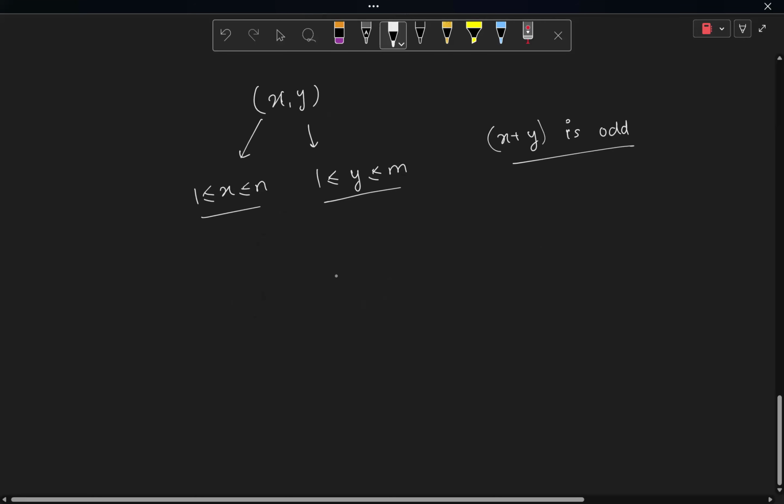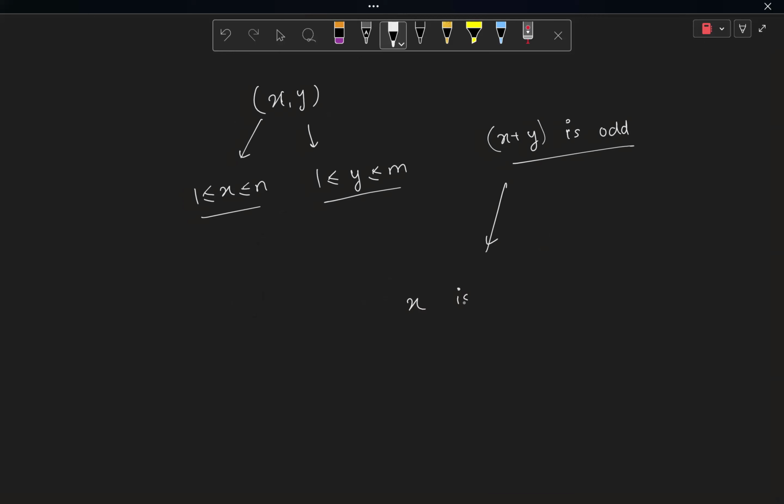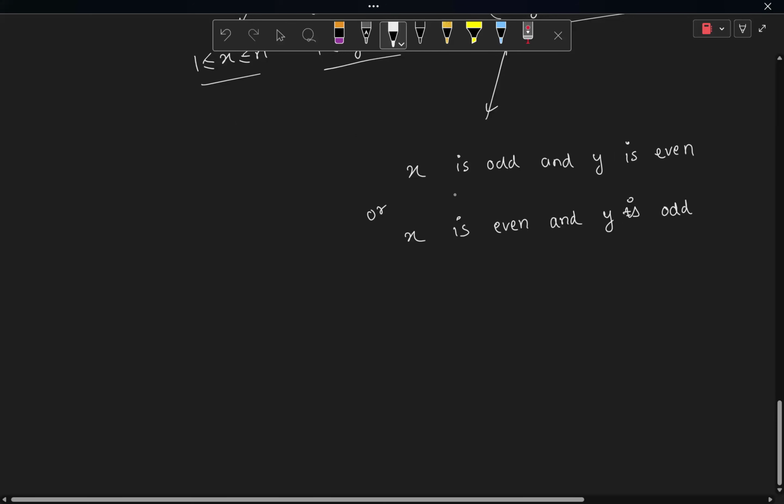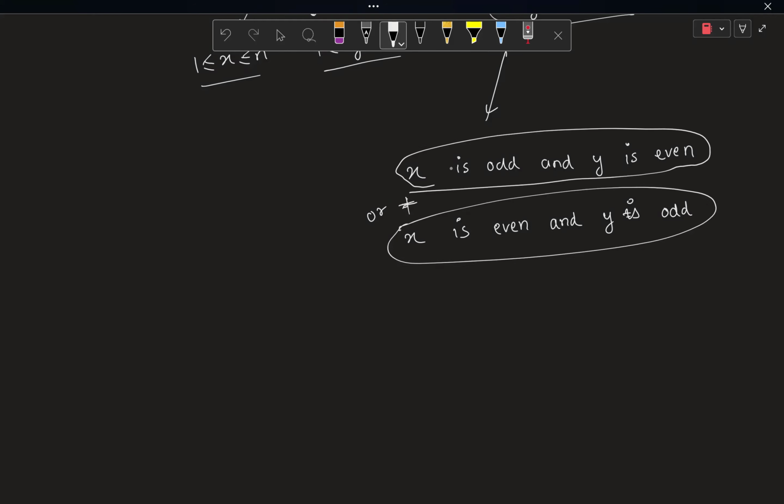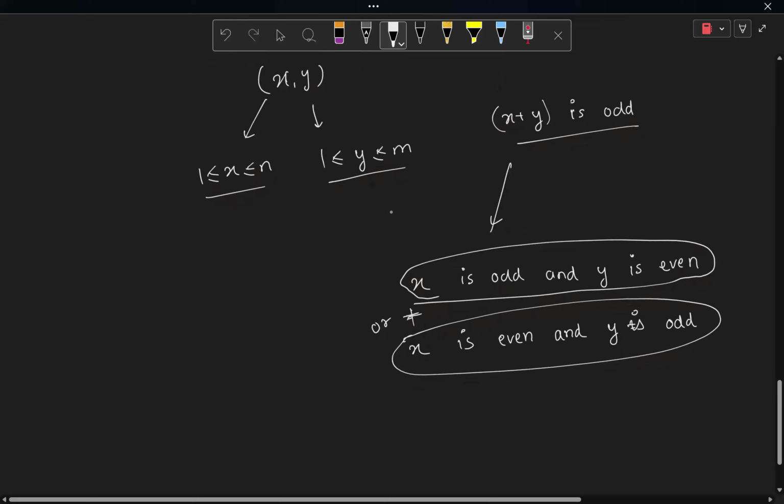You see, if x plus y is odd, it clearly means that either x is odd and y is even, or x is even and y is odd. One of these conditions should hold, and you want to find out the number of ways. So the number of ways of these pairs and the number of ways of these pairs, you can just add up both of them. You will get all of the number of possible pairs x comma y.